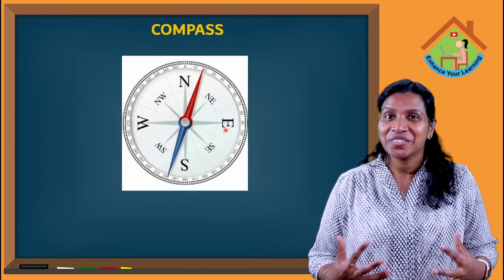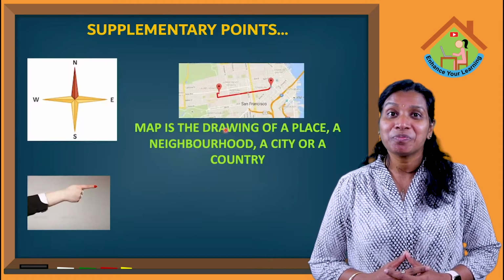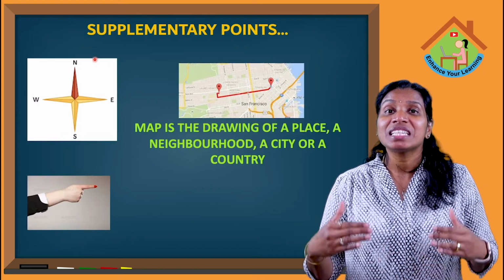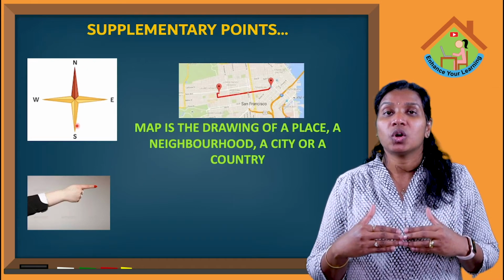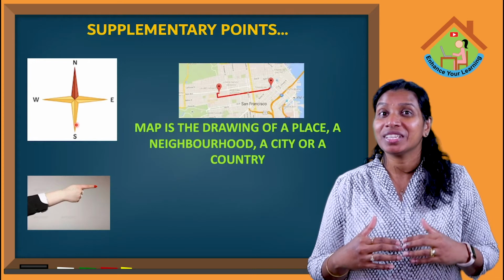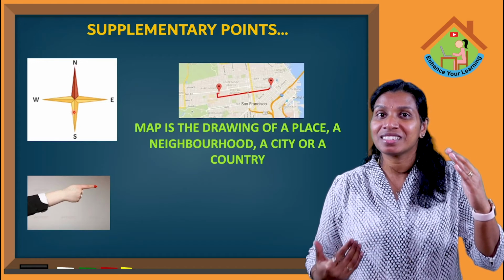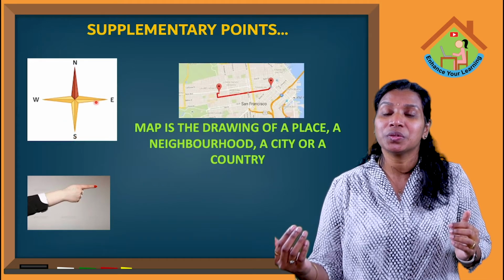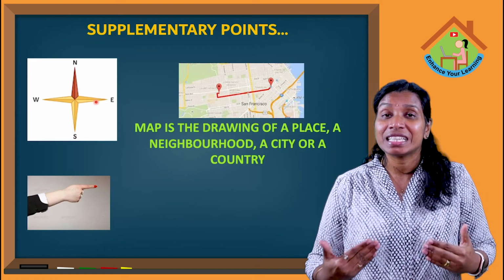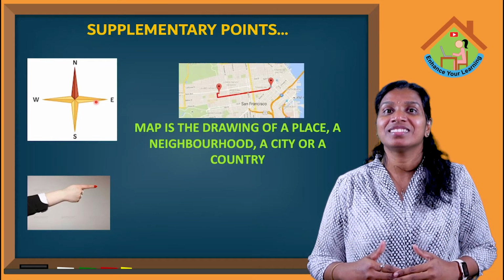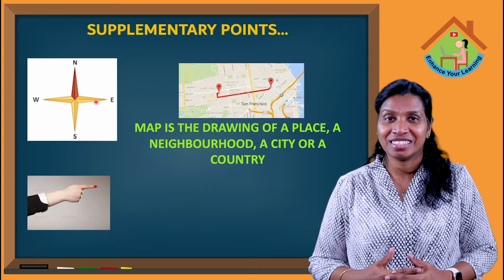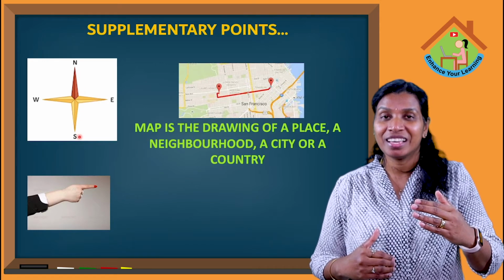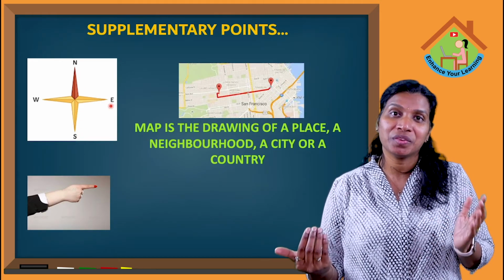Okay kids, next we are going to see about some of the supplementary points regarding this lesson. Directions facing each other are called opposite directions. So the opposite of north is south and the opposite of west is east. Always, in the opposite of north, south will be there, and in the opposite of east, west will be there.